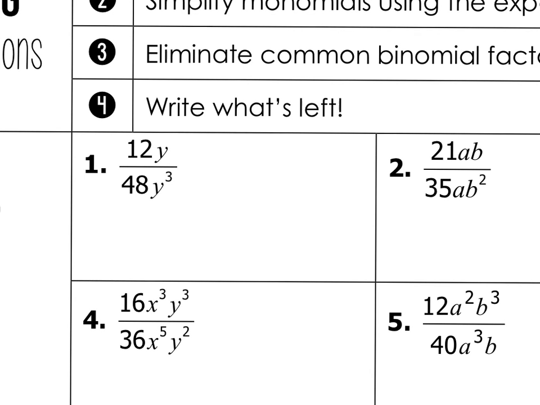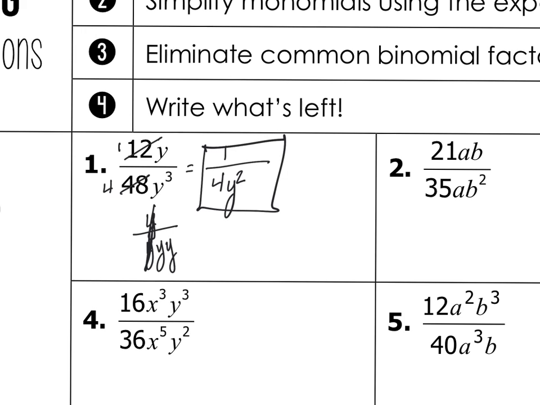So what goes into both 12 and 48? Well, 12 does, right? So 12 goes into 12 1 time and into 48 4 times. So we've got 1 over 4 so far. So that takes care of our numbers, but now we need to do our variables. So we have 1y on top and 3 y's on bottom. So I have 1 over 1 makes a 1, right? So I have no y's left on top and 2 y's left on bottom. So that would be 1 over 4y squared would be my answer.